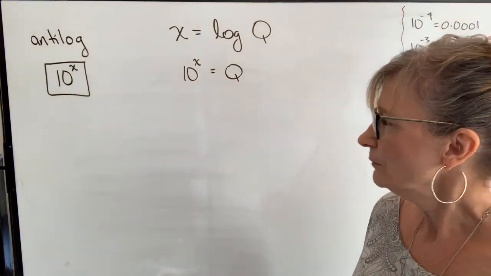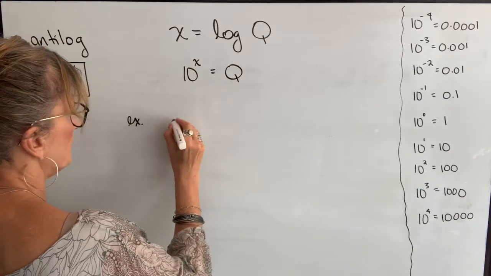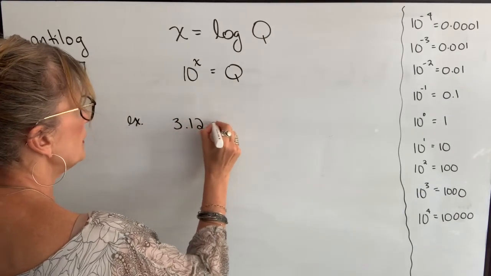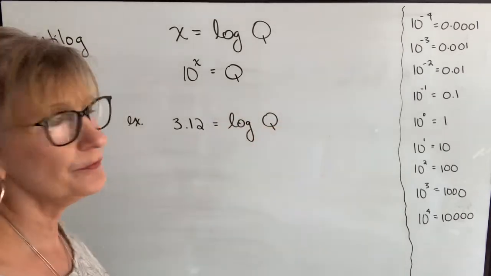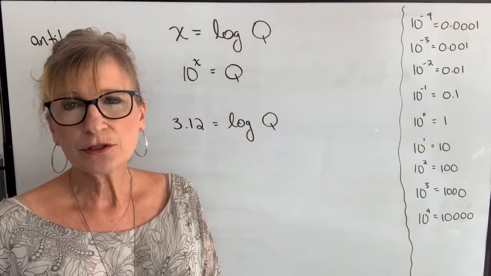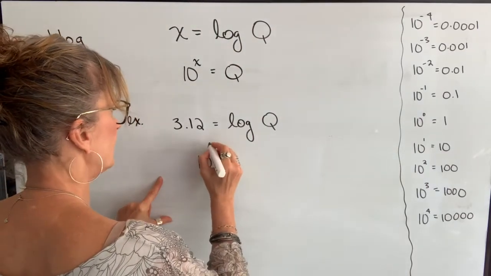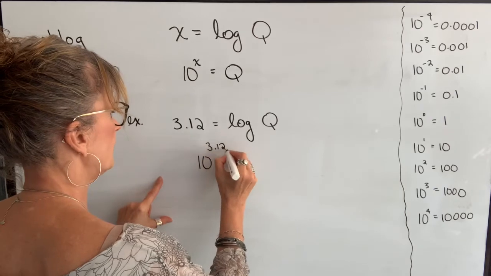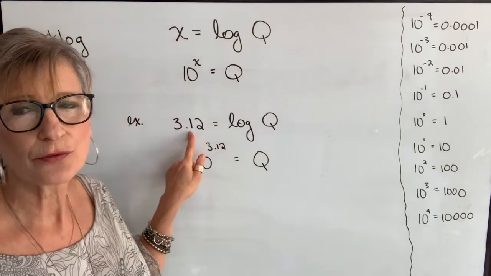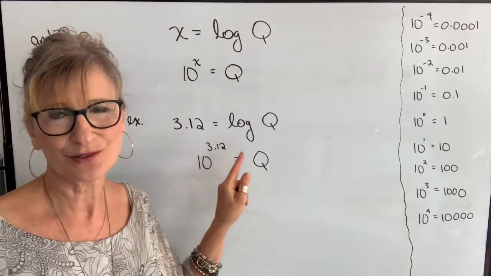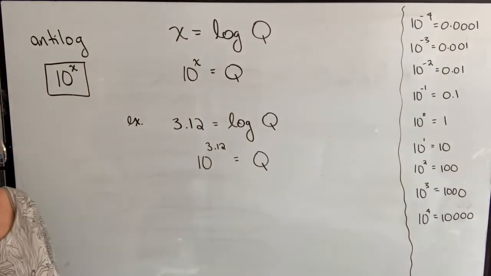So for example, if we knew that 3.12 was our x, and we wanted to find q, what we could do is rewrite it in exponential notation. So I know that I'm going to be finding 10 to the 3.12, and that will give me q. So I'm not finding the log of 3.12, I'm raising 10 to the 3.12. And in order to do that, I use my antilog function.